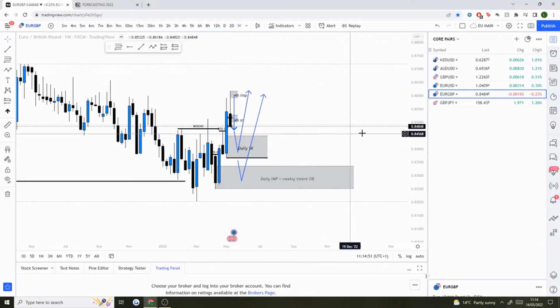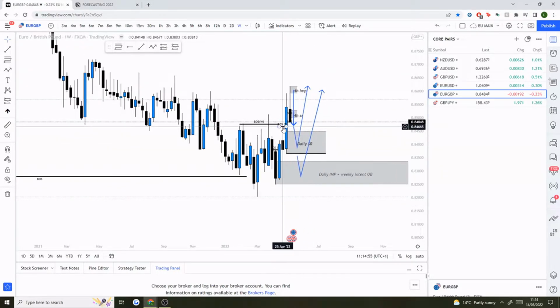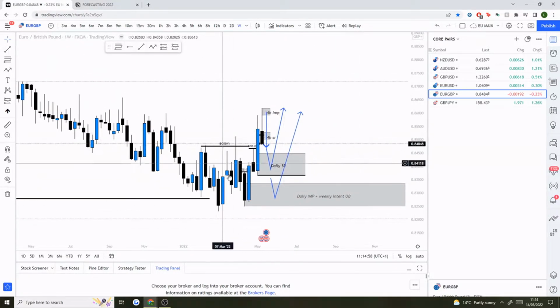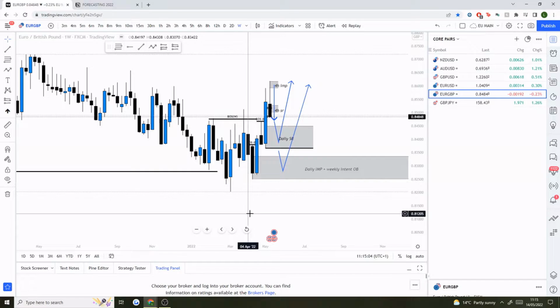So for me right now, whilst it is only one break of structure, because it's for weekly, I am anticipating that we are going to see bullish price action, and that we are now in a bullish bias market, buying away from this low down here.